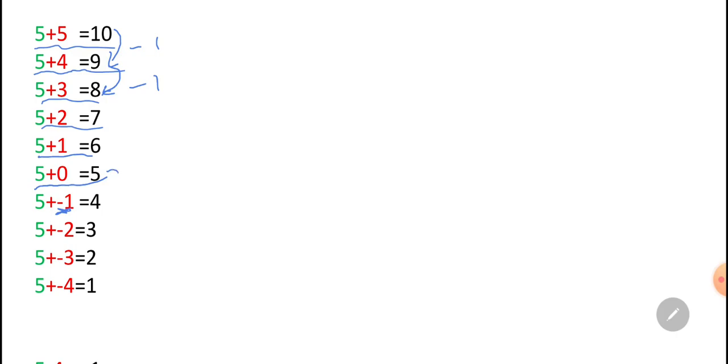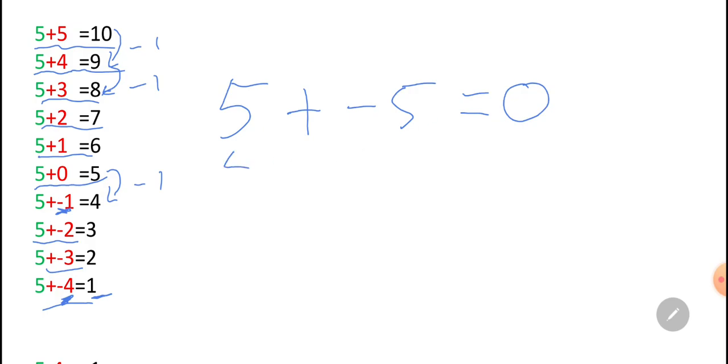At 5 add negative 1, obviously the answer is going to go down by 1 more again. So the answer is 4. So 5 add negative 1 is 4. 5 add negative 2 is 3. 5 add negative 3 is 2. 5 add negative 4 is 1. So as this negative number keeps becoming more negative, this answer will become smaller and smaller. So for example, 5 add negative 5 is just 0, and 5 add negative 6 is just equal to negative 1.